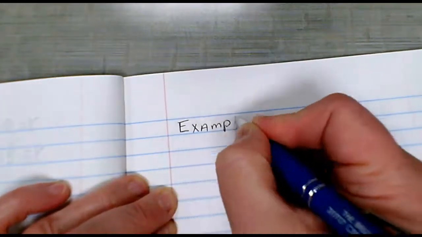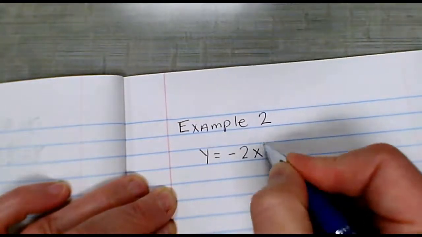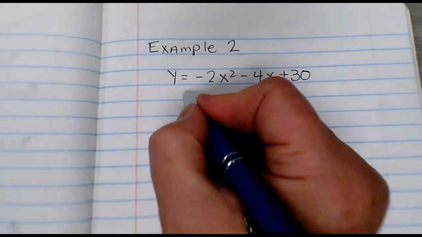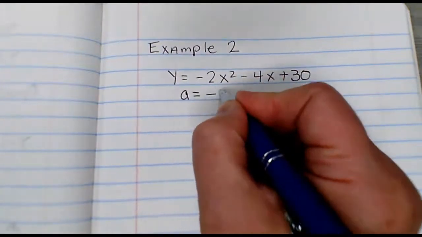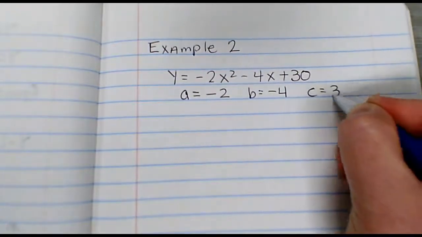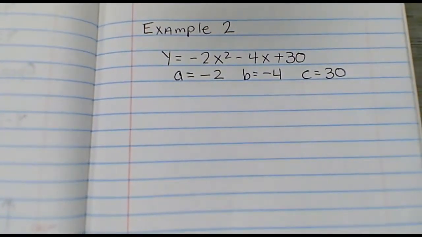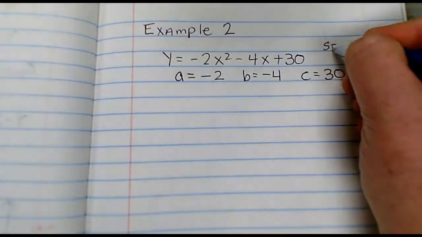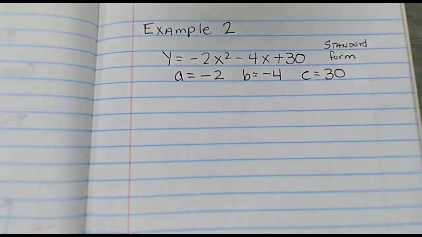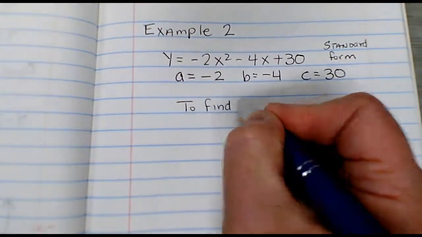Example 2. Y equals negative 2x squared minus 4x plus 30. What is the a and the b and the c? What form is it in? It's in standard form, and we're going to change it to vertex form.